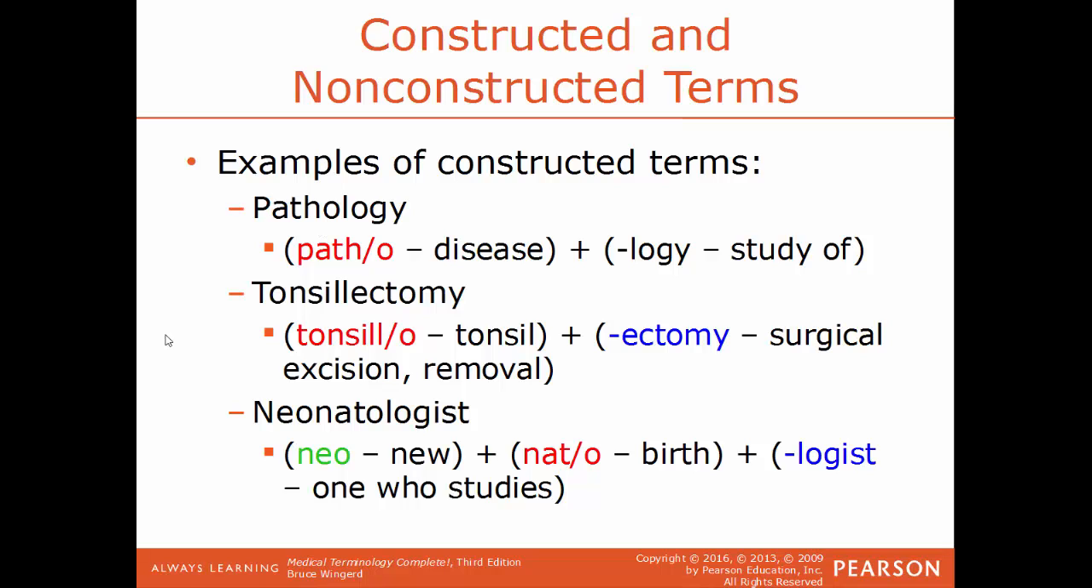Tonsillectomy, tonsil or tonsillo is a reference to tonsils. Ectomy is always a reference to the surgical removal of a structure. So tonsillectomy literally means the surgical removal of the tonsils. Neonatologist. Neo means new. Nate or nato means birth. And ologist means one who studies. So a neonatologist is someone who studies newborn babies.